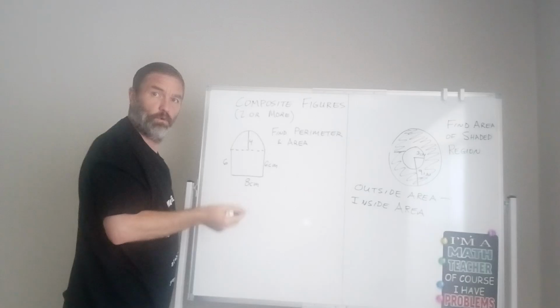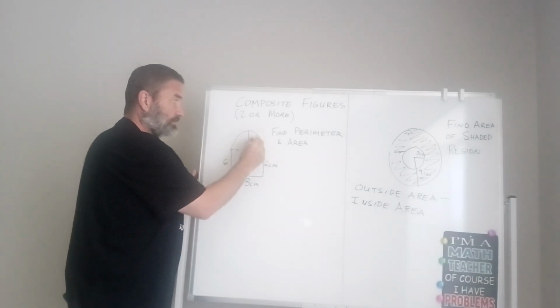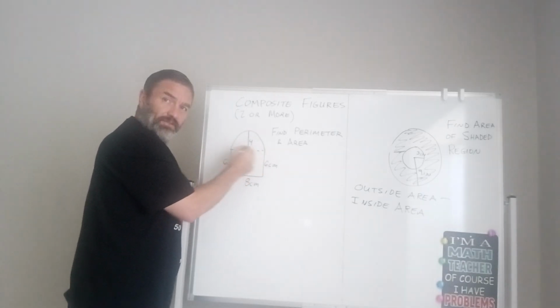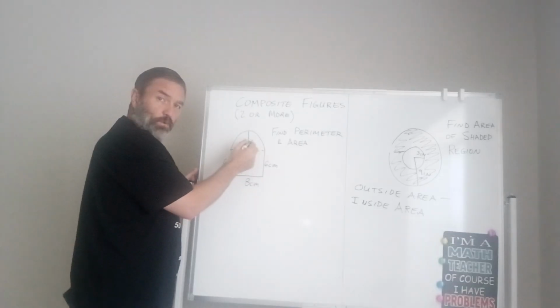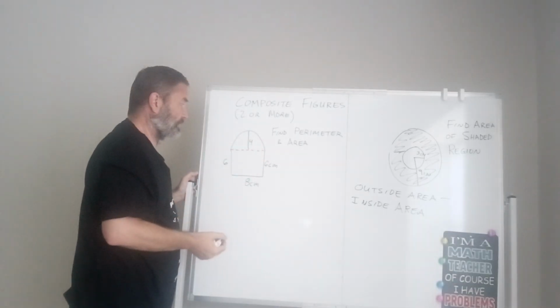That's now the radius. Why 4? Because this is the diameter of this circle. It's half a circle, but that's still the diameter. Half of 8 is 4. That's how we get the radius. We take the diameter and cut it by 2.